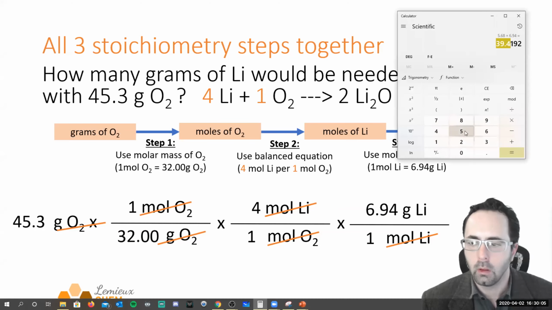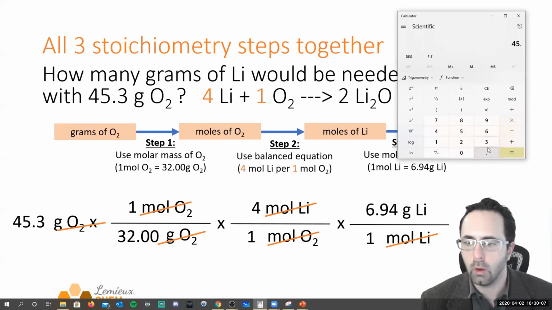So we can write it like this, 45.3. Since 32 is on the bottom, we're going to press divide 32. Now the next one, we can ignore the ones. Those won't change the number. The next one has 4 on the top, so we're going to press times 4. And the next one has 6.94 on the bottom, so we're going to press times 6.94.